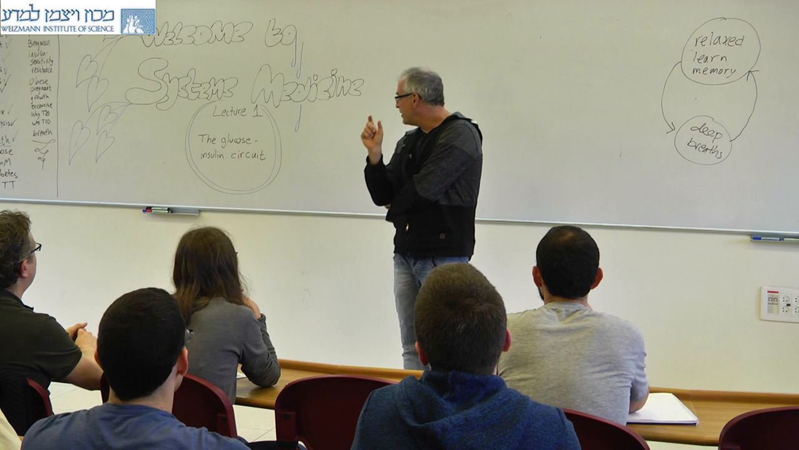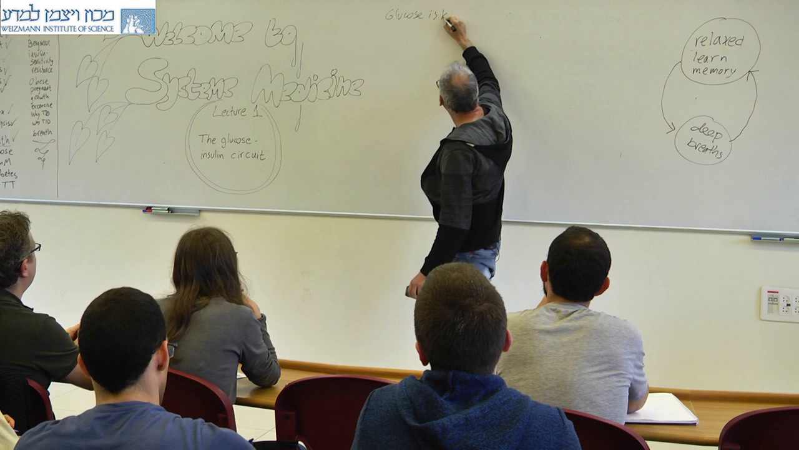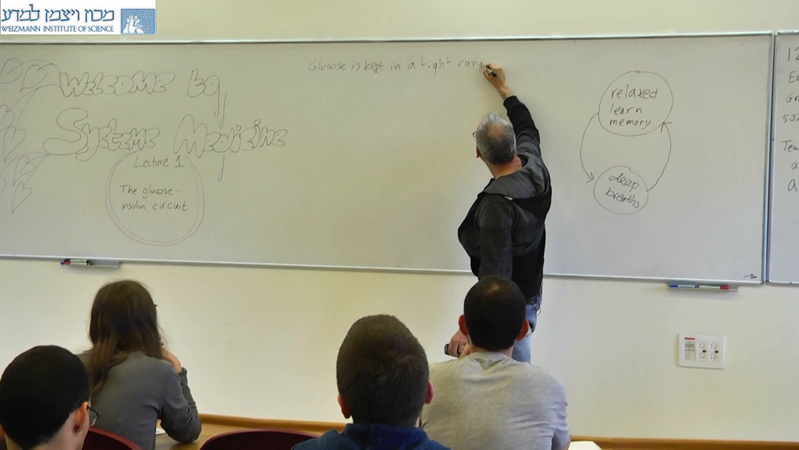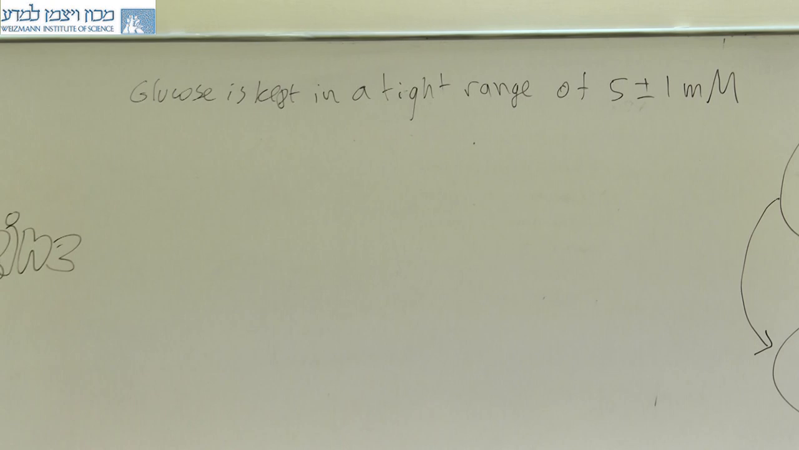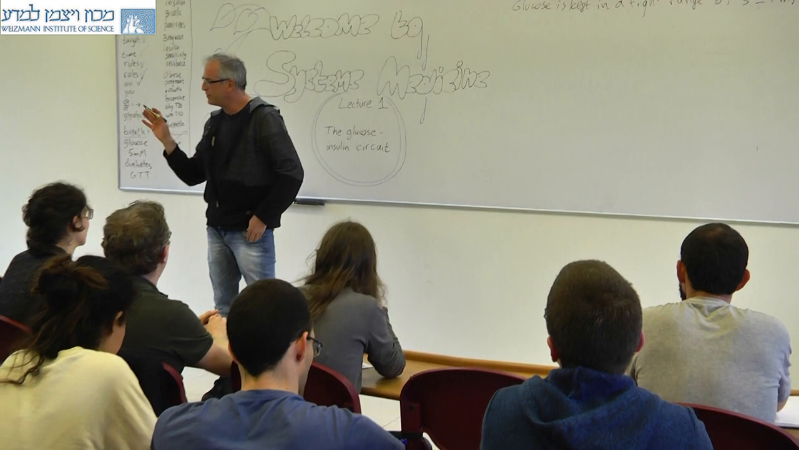Glucose is kept in a tight range of 5 plus or minus 1 millimolar. That's units of concentration. Sometimes in medicine it's about 100 milligrams per deciliter, right? That's what you get from your blood tests. It's another way of saying 5 millimoles. It's important to keep glucose in this range.